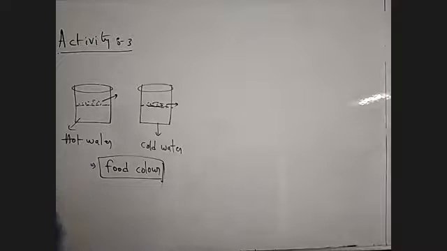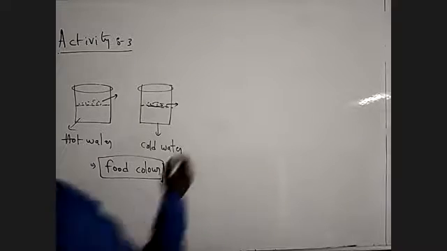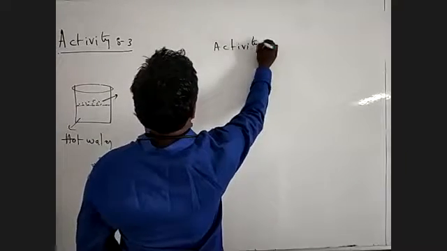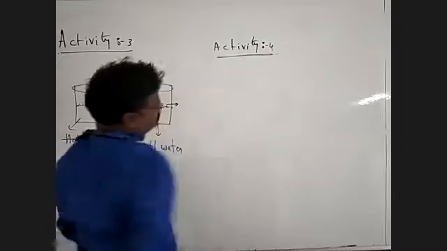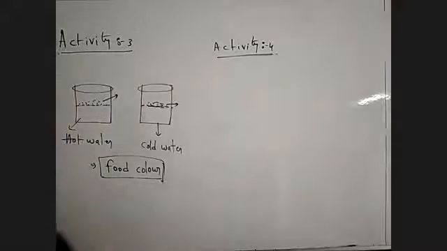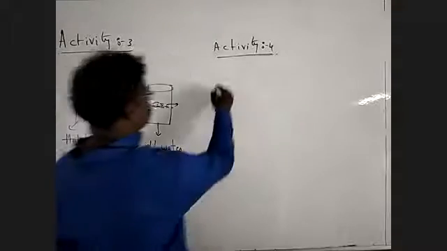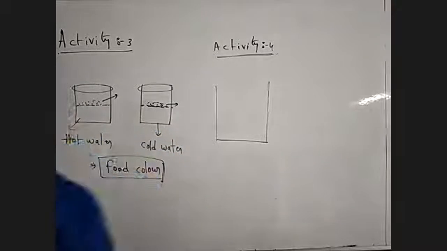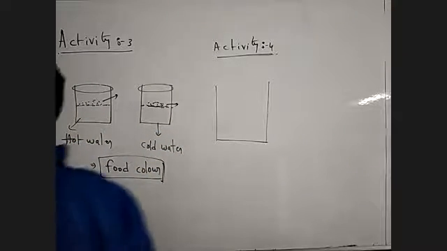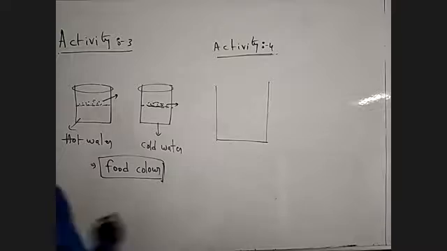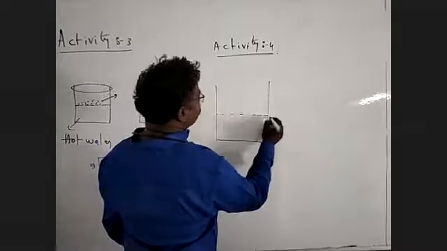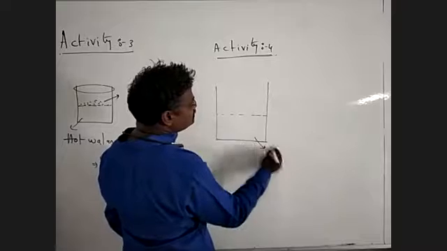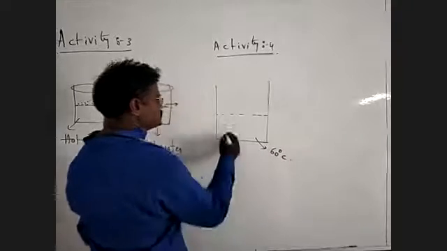Now, the next activity, activity 4. In this activity I'm taking a jar and a glass tumbler. This glass tumbler is filled with water up to this level. The water is heated up to 60 degrees centigrade. This is hot water.